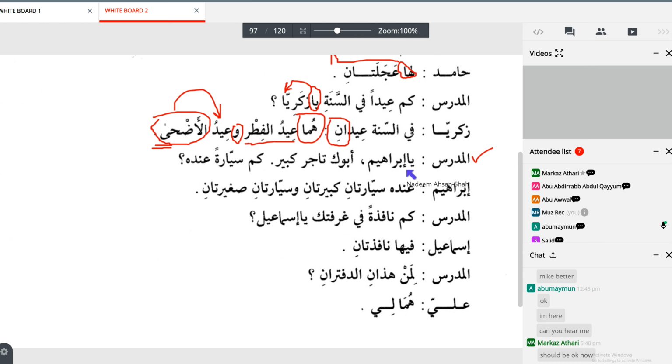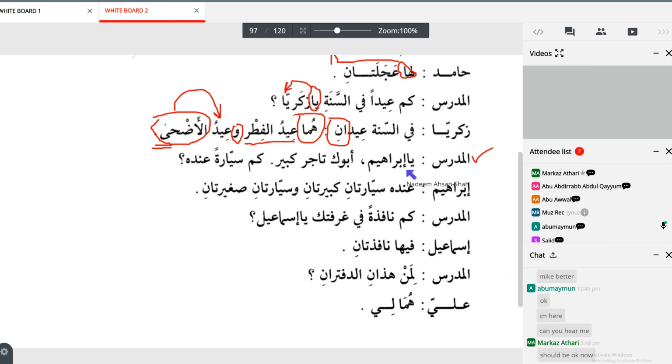Kam matjaran. How many shops does he have? Have they changed it? Let's have a look. What is that word? Yeah, because it's meem, ta, jim, ra: matjaran. Matjaran, shops. Matjar, like a place of tijara. Masjidan, a place of sujud. Matjar, place of tijara.